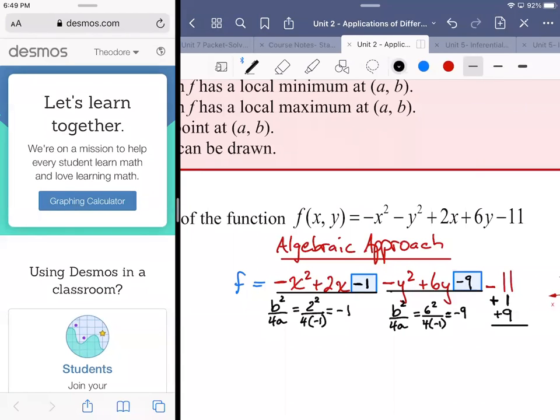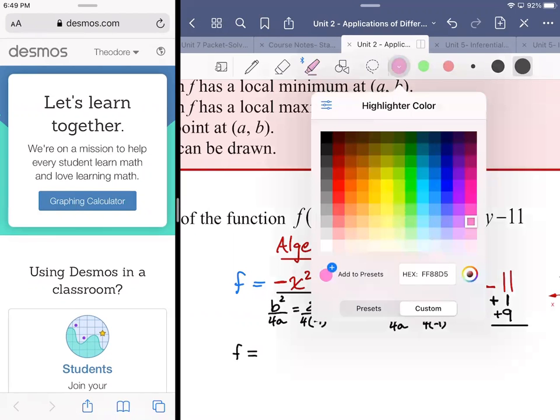So I'm looking at f of x, y, and I've got this trinomial here. I lost my color scheme here. I want to change this to a yellow.